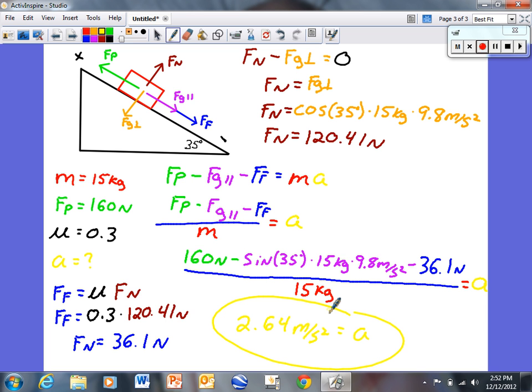So again, first thing we did, we solved for the normal force. That way we could take our normal force and find friction using our friction equation of mu times normal force. And that gave us the information we needed to plug into our equation on the x-axis. Push minus gravity parallel minus friction equals ma. Plugged in our numbers and got our acceleration. And that's how you do problem number 4.